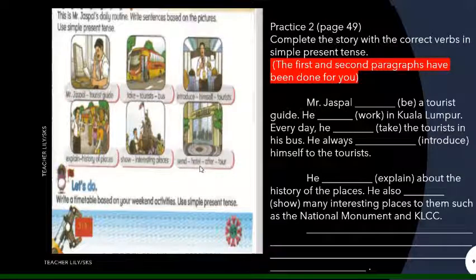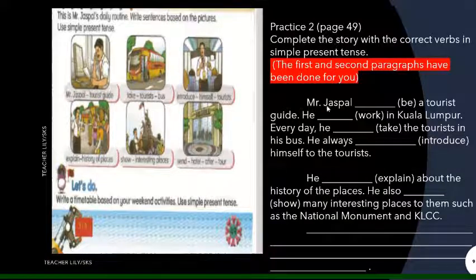Here, send hotel after tour. I hope you can make it like this. You look here. Here it's right, Mr. Jaspal, tourist guide. But I wrote it for you. "Be" means verb to be, right? Mr. Jaspal, is it plural or singular? So you turn back to the previous page, or maybe you remember Mr. Jaspal is a man, one person, right? So you can use "he" also. So the verb to be here is "is."